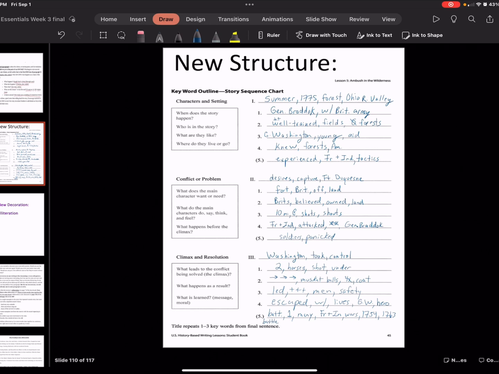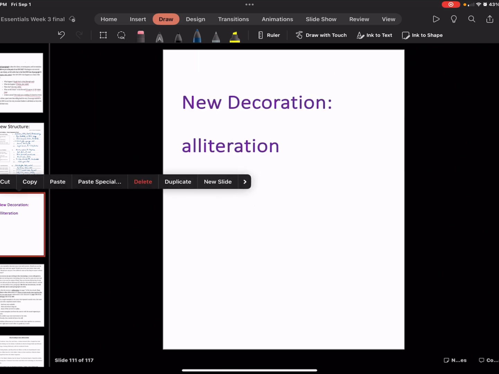So that would be the end of that. And during the rewriting, we're going to have a new decoration, which is alliteration. What is alliteration?